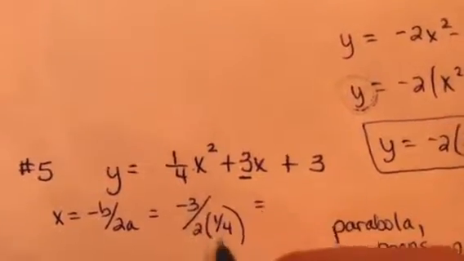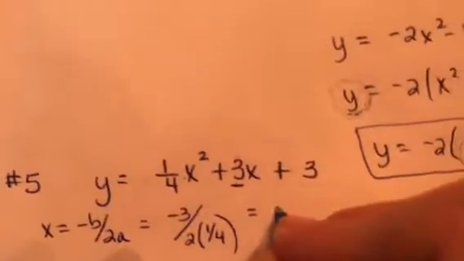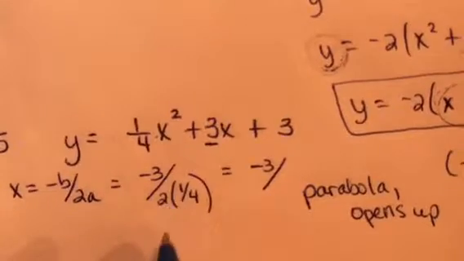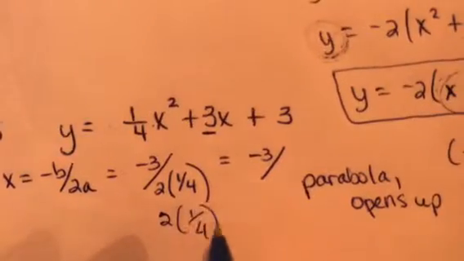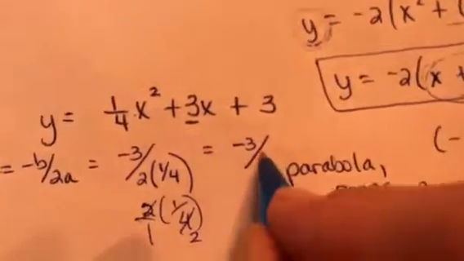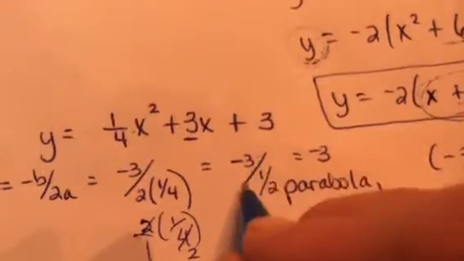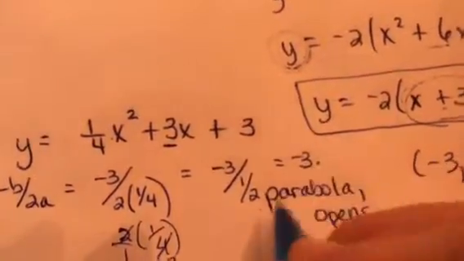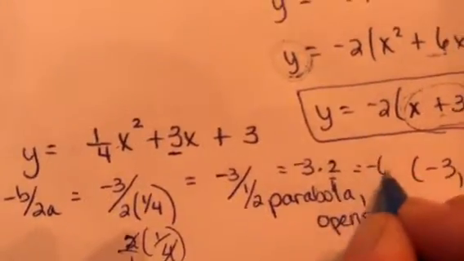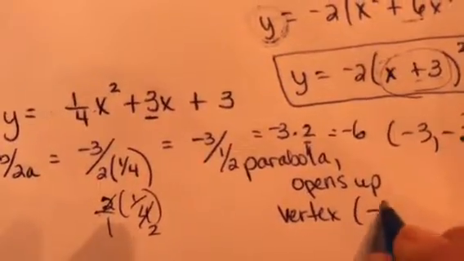Now, most of you have calculators that can handle fractions, or let's do this manually. 2 times 1/4. First of all, you know that 2 goes into 4 twice, so that's 1/2. So you've got negative 3 divided by 1/2, which, remember, when you divide, it's the same thing as multiplying by the reciprocal. So instead of 1 over 2, it would be 2 over 1. So you should get negative 6. So my vertex, the x value, is negative 6.